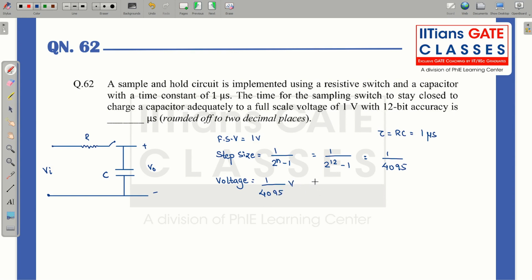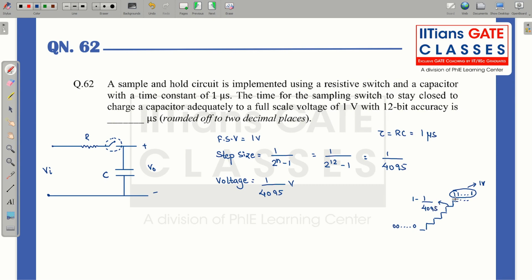Now see how much time this switch should stay closed so that it can properly detect the voltage. Understand it like this: let this be 12 bits, so 0 0 0 like this, and the last one will be 1 1 1 for 12 bits. At this position I should get 1 volt immediately at this step. So what should be the voltage? It should be 1 minus the step size voltage. You can see for one step it is 1 divided by 4095.